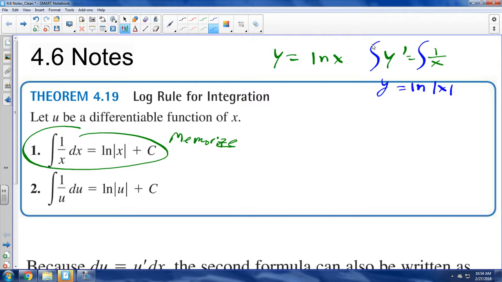But we need to use the absolute value because, in this case, in the red circle, x can be positive or negative. It's cool, it doesn't matter. But in this situation, x cannot be negative. You can't take the ln of negative numbers. So the idea is, how are we going to use this for more complicated things, not just 1 over x now? Let's make it a little harder.